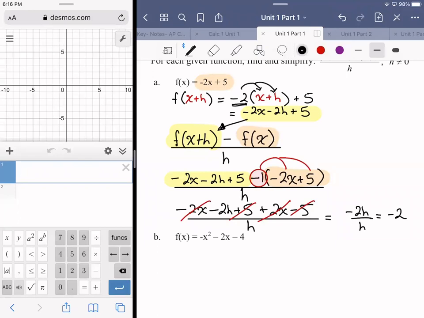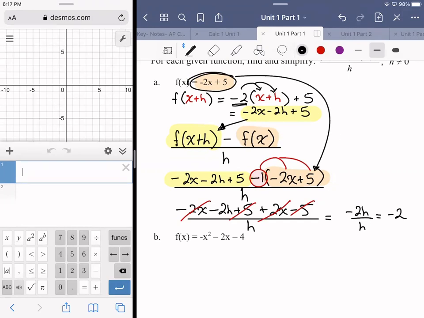Okay, so Professor, you took the yellow, I guess I'm kind of colorblind, the yellow f of x plus h minus the pink f of x. Why did you put 2x plus 5 where the f of x is? Because that's what they told us it was up here. They said it was negative 2x plus 5. So I made that direct substitution.